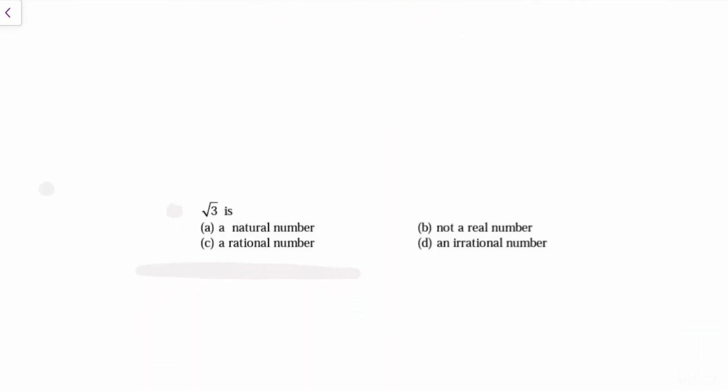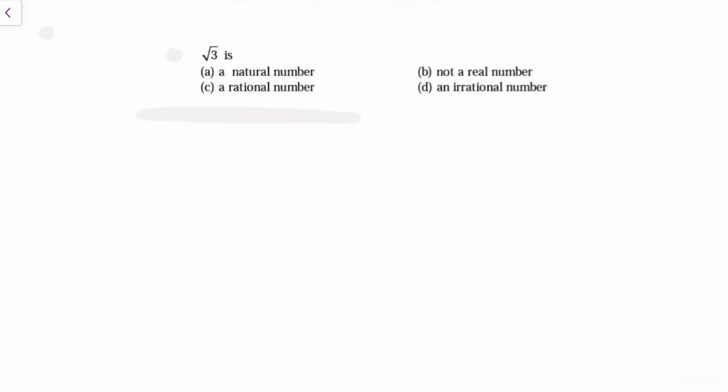Next, root 3 is an irrational number. Option D is the correct option, because root 3 will have neither terminating nor repeating type of decimal, so irrational.